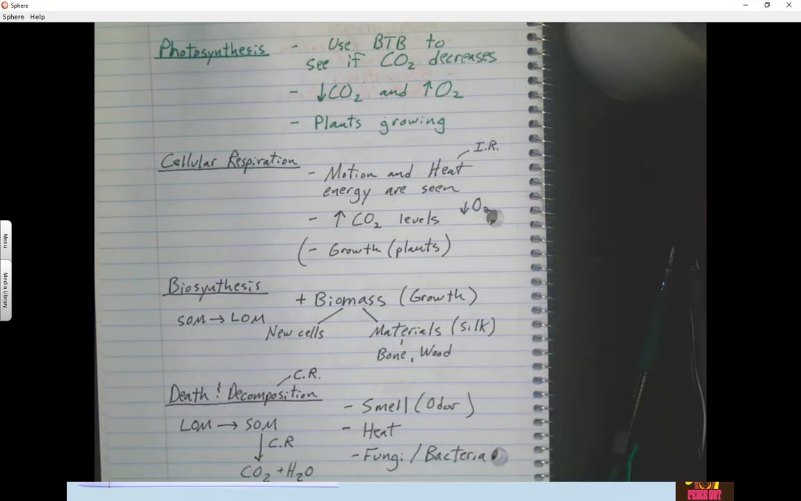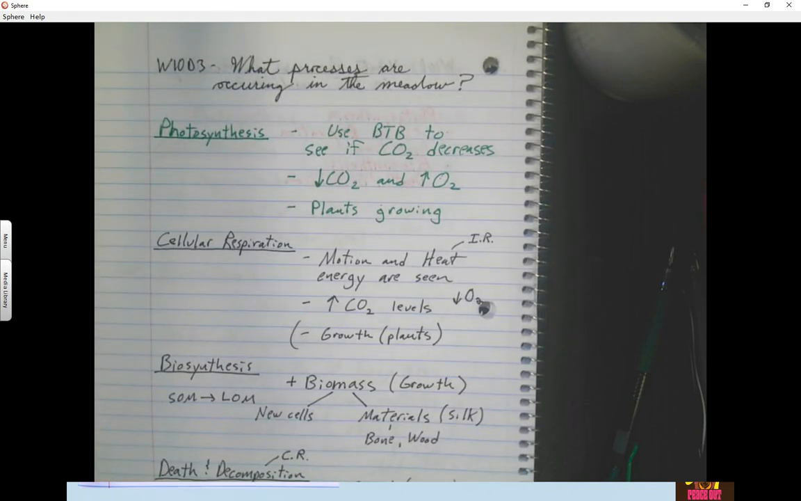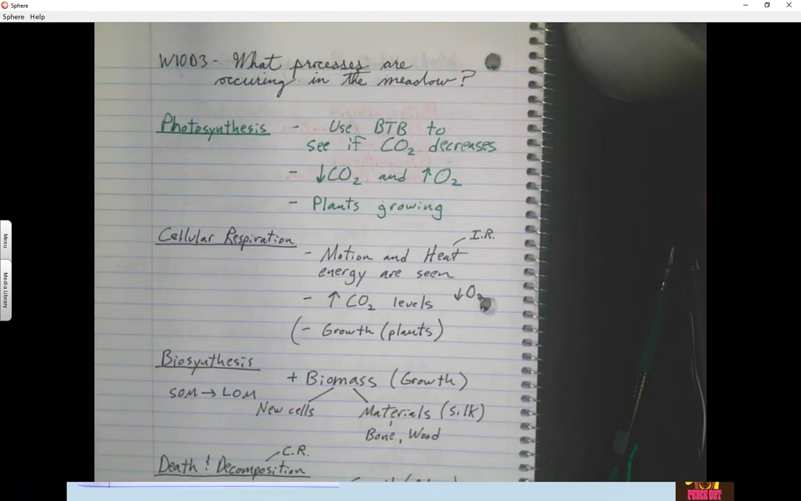So the most popular process that we noticed when we wrote down what processes are occurring in the meadow was photosynthesis. As a class, we discussed that we could possibly use BTB or maybe some other scientific equipment to see if carbon dioxide is decreasing or is somehow being removed from the meadow. And obviously plants are growing, which is an indicator that photosynthesis is occurring.